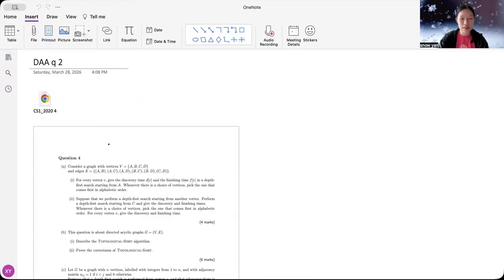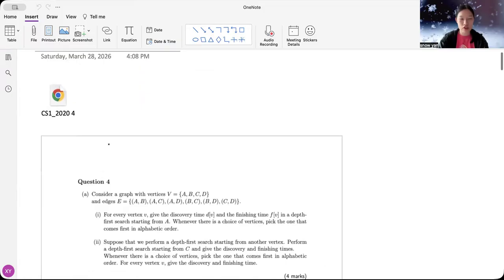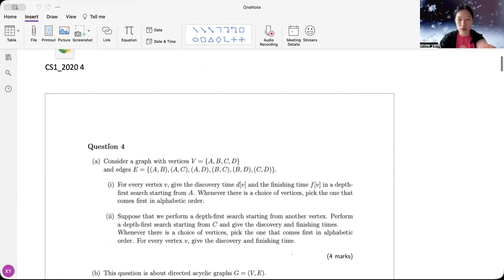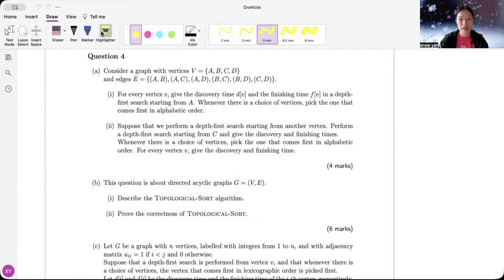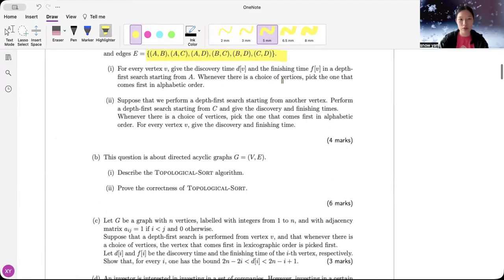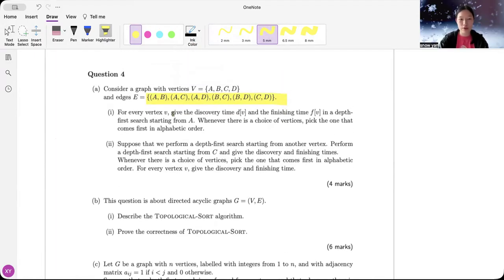Hello, so let's get going with one of the DAA questions I did. This was the second question, Question 4, we have part A. Consider a graph with vertices V equal to A, B, C, D, and edges AB, AC, AD, BC, and so on and so forth. In part 1, we're asked for every vertex, give the discovery time and finishing time in a depth first search starting from A. Whenever there's a choice of vertices, pick the one that comes first in alphabetical order.